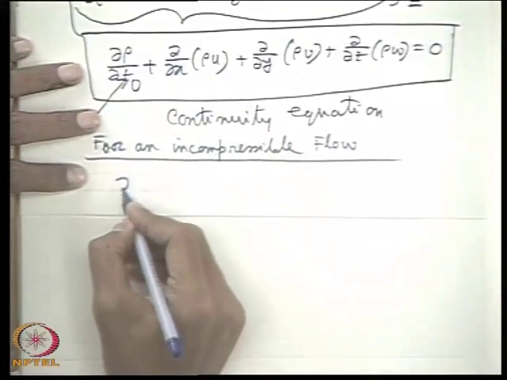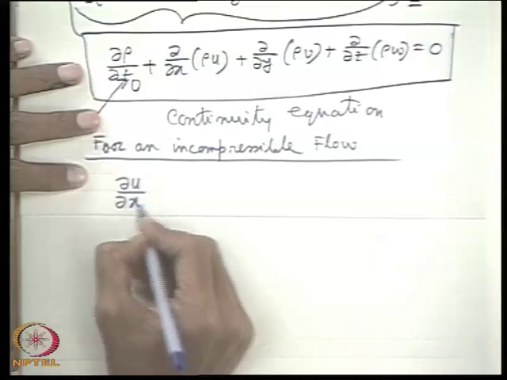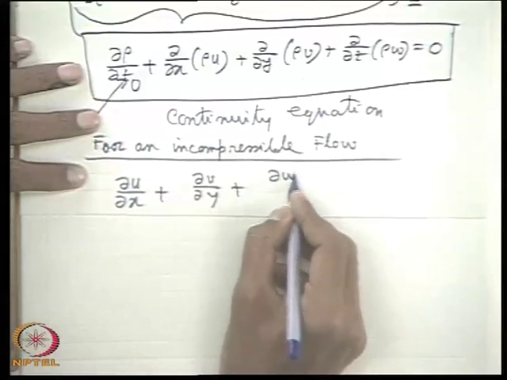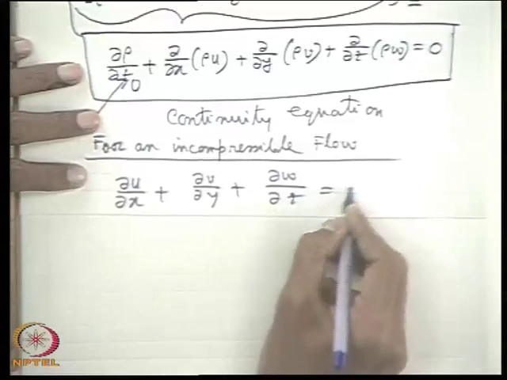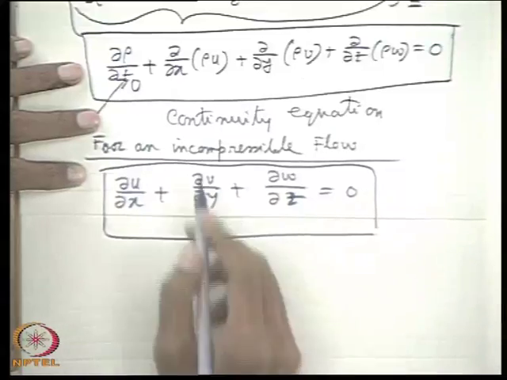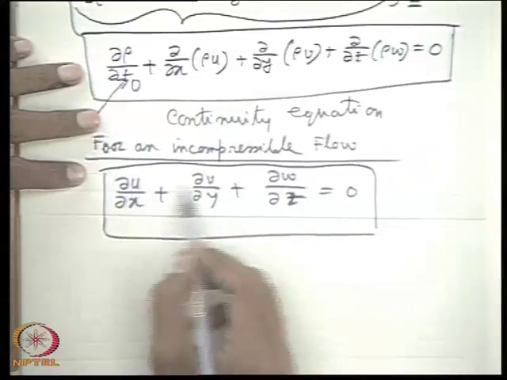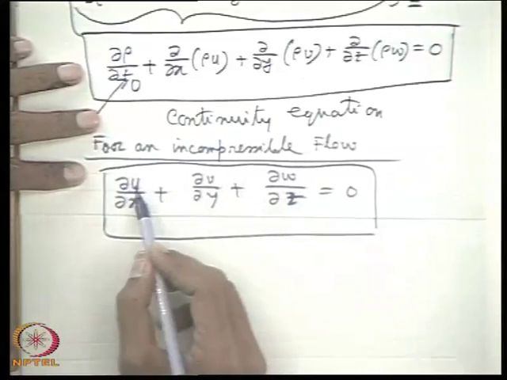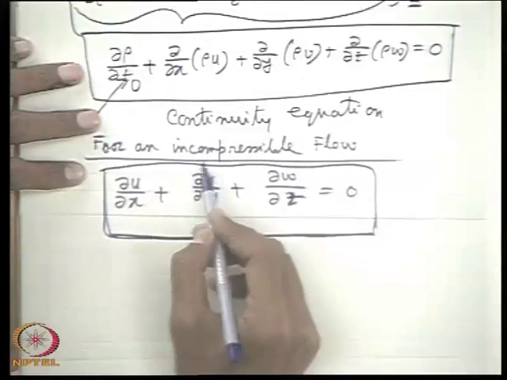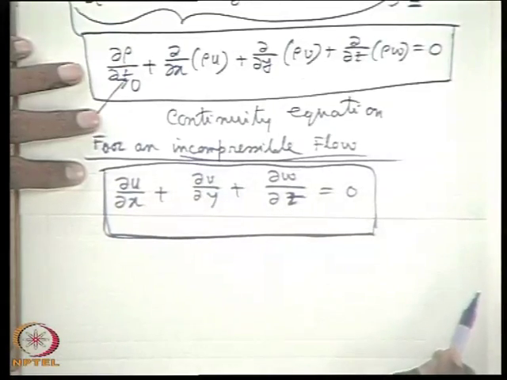So the equation becomes del u del x plus del v del y plus del w del z equals 0. It is very important that for an incompressible flow, where density is neither a function of time nor of x, y, z, in a Cartesian coordinate system with u, v, w as the respective velocity components along x, y, z directions, this is the special case of the continuity equation.